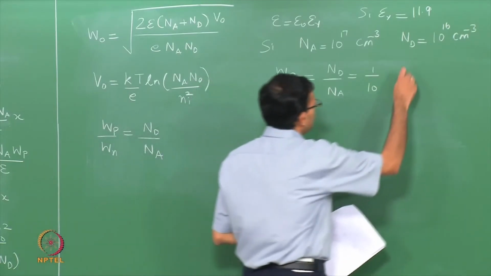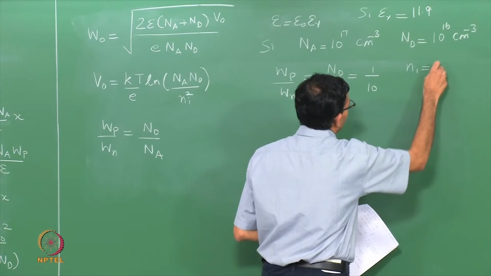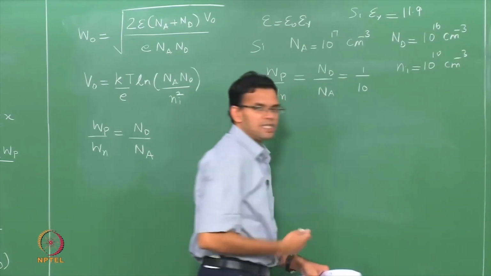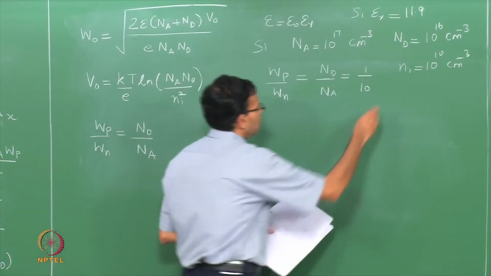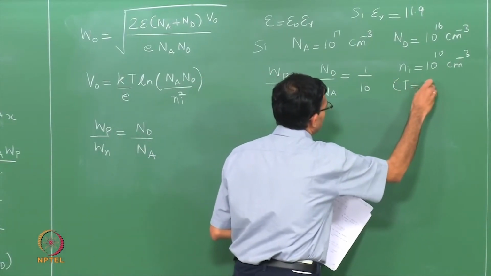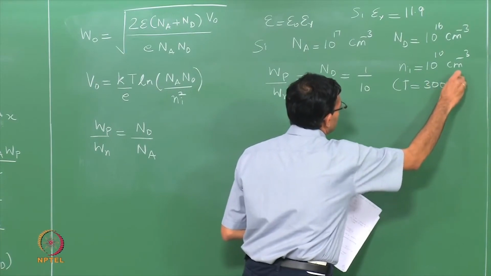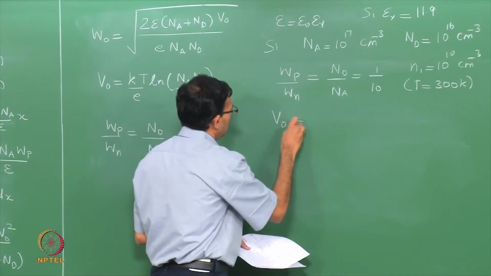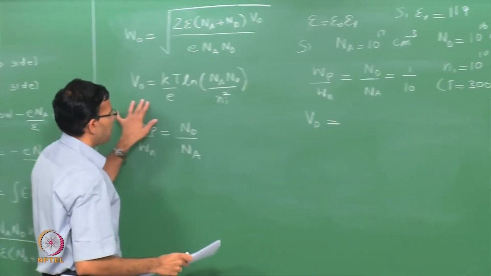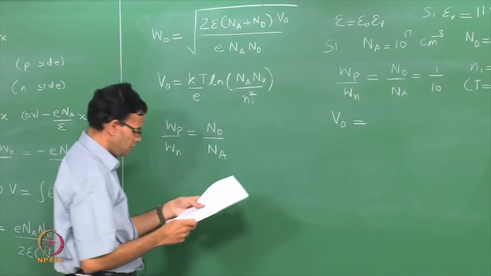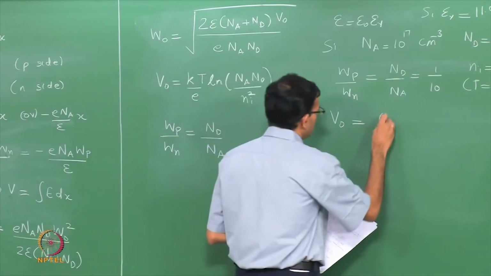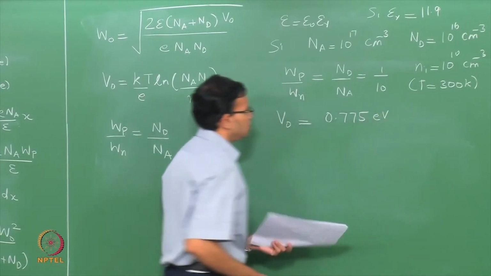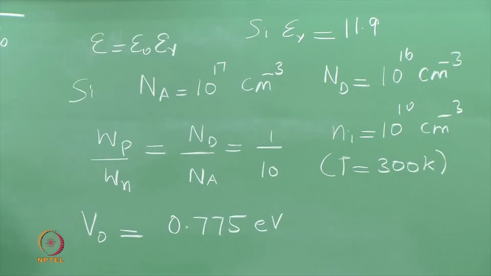In the case of silicon, we know that the intrinsic carrier concentration is 10 to the 10, and we are doing these calculations at room temperature, so T is 300 Kelvin. So, we can calculate the potential. We will just use this expression where we plug in the values. If you do that, V naught is 0.78 electron volts.